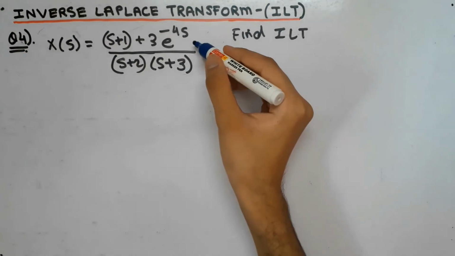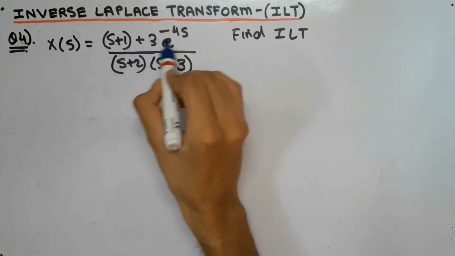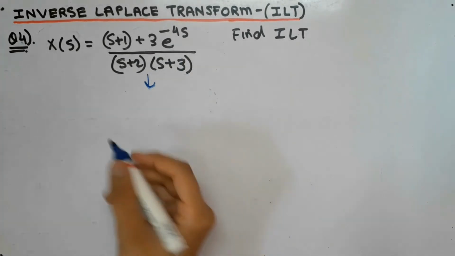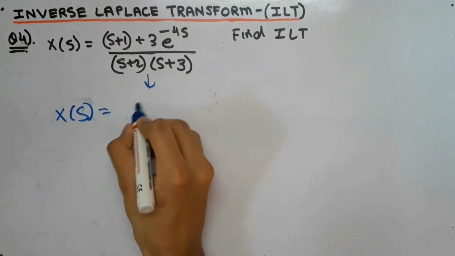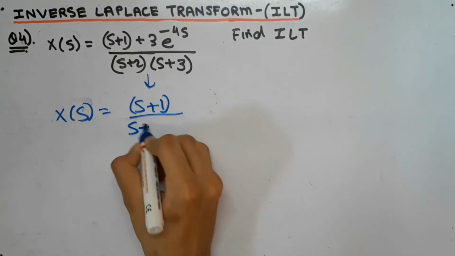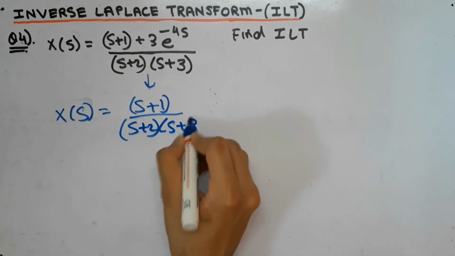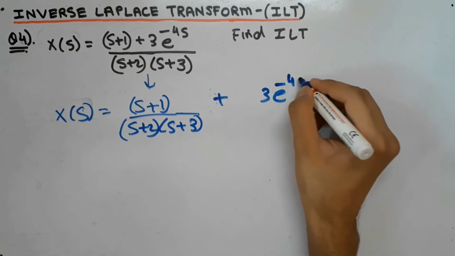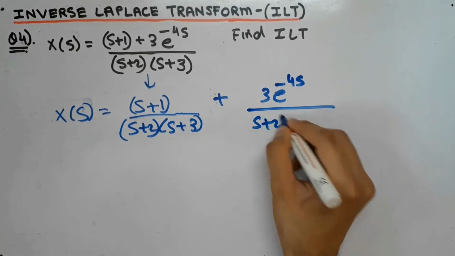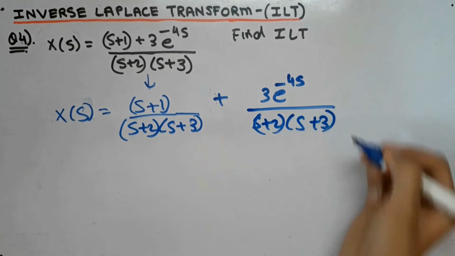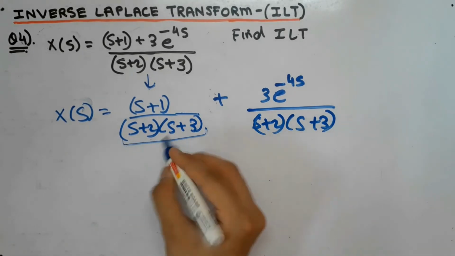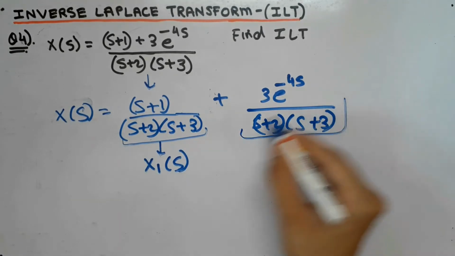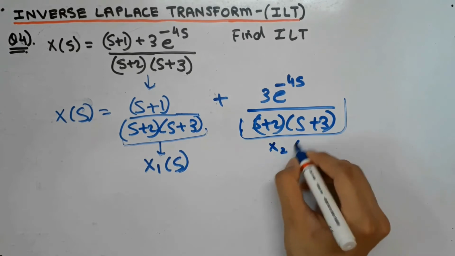Now in the numerator we can see that we have a normal s plus 1 value including e to the power minus 4s. So first of all we are going to divide this into two parts, that is X(s) will be equal to (s plus 1) upon (s plus 2)(s plus 3). Similarly we will write this over here, that 3 e to the power minus 4s upon (s plus 2)(s plus 3). And now we will consider this part to be X1(s) and this whole part to be X2(s).